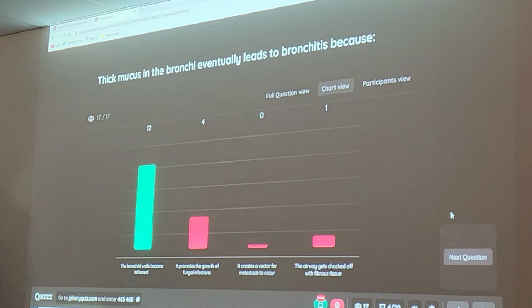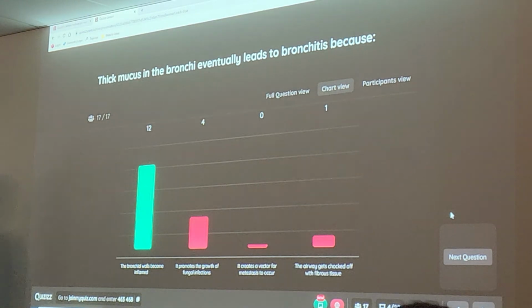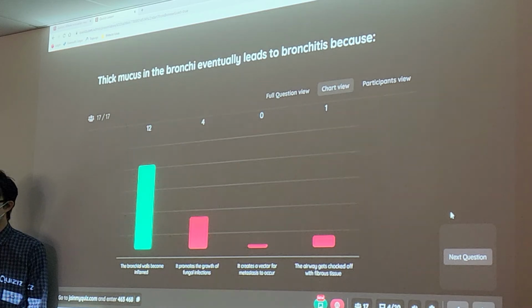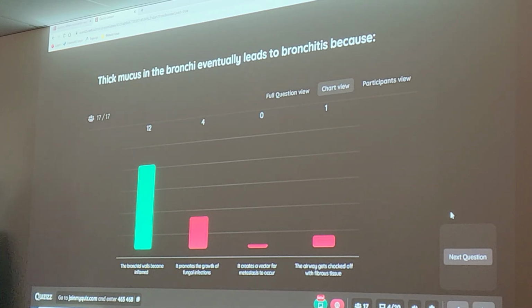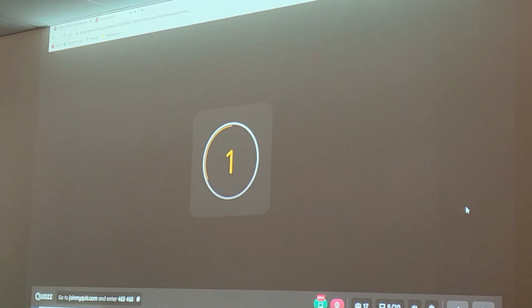Alright, so the questions. The thick mucus causes inflammation in the walls of the bronchi. And that inflammation eventually leads to bronchitis. Right? So fungal infections, right? Fungal infections is not bronchitis. Which one did we discuss fungal infections with? The one with the H, yes, that's right. Histoplasmosis. That's the only fungal infection one we discussed. Histoplasmosis is not bronchitis, and itis is inflammation. Okay, next up.